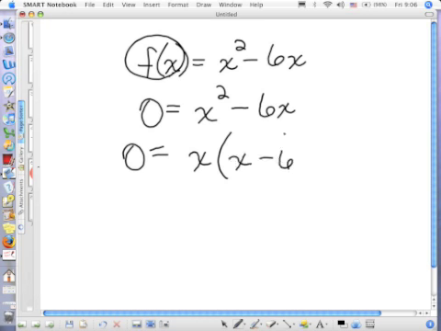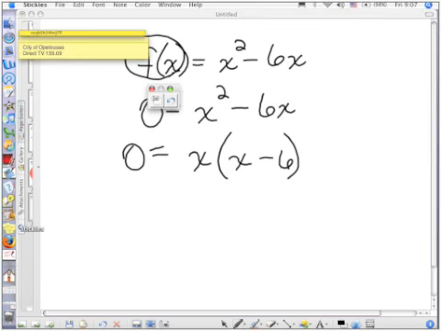X minus 6. Okay, now the way we solve this is along the same lines as placing the restrictions on variables in the denominators of fractions. You remember we didn't want our denominators to equal 0? Well, now we want these things to equal 0 because we're trying to find out what is x when y equals 0.